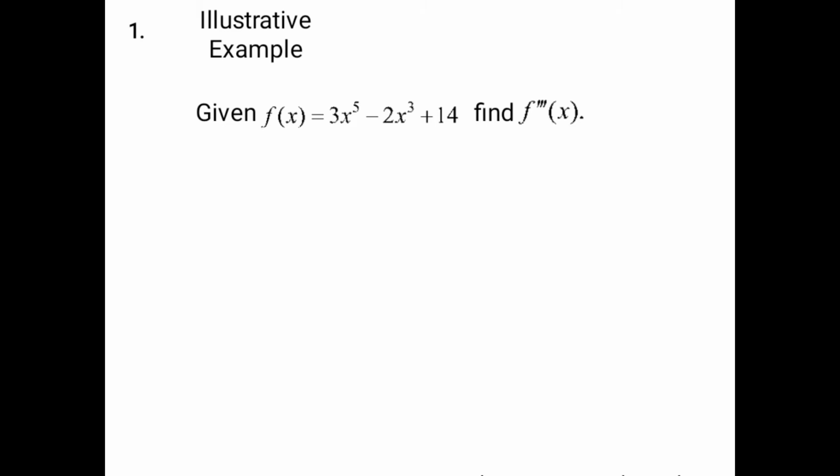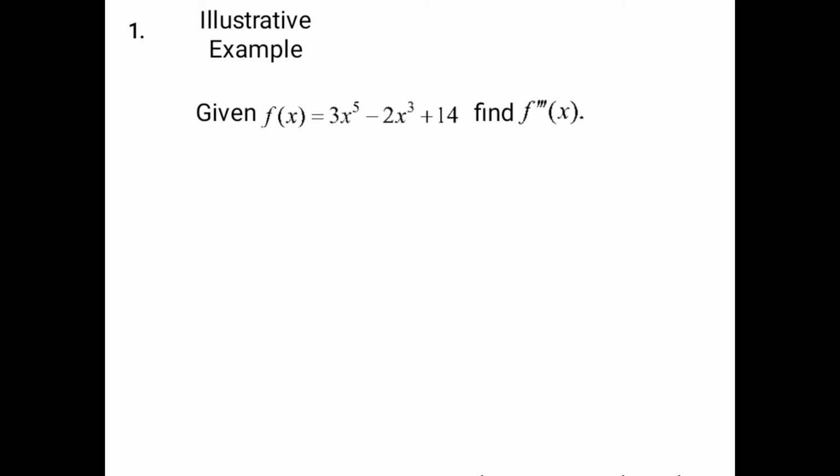Now let's move forward to our first example here. Given that we have f of x equals 3x raised to the fifth power minus 2x cubed plus 14, we are tasked to find the third derivative, since we have 3 primes here, f prime prime prime of x. The first step that we need to do is to get the derivative of each term.